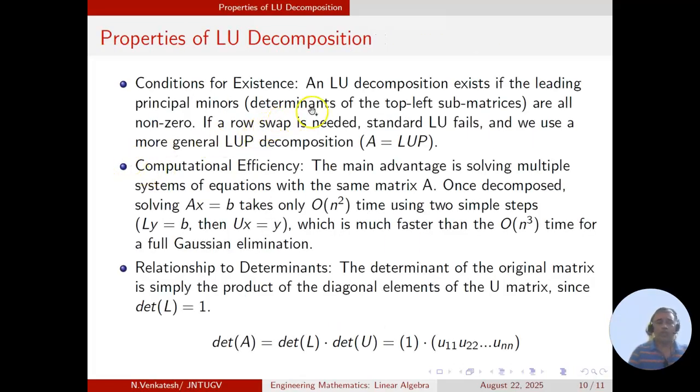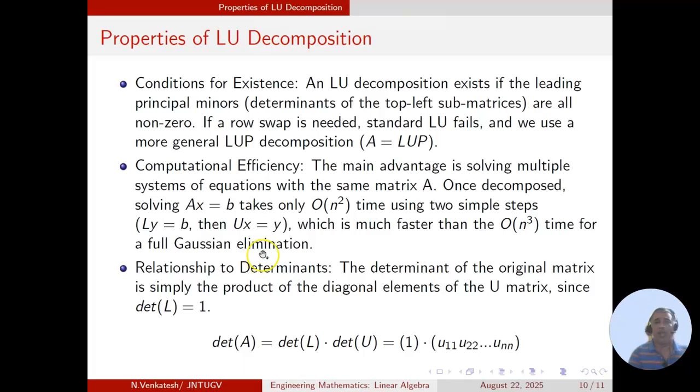Now, LU decomposition exists only if the leading principal minors are all non-zero. And as we had seen, if the same coefficient matrix is there, we don't need to do the multiple computations of Gaussian elimination again and again, as it requires order of n cube time. Once it is decomposed, by using the equations Ly equal to b and Ux equal to y, you can solve for x easily with order of n square time.